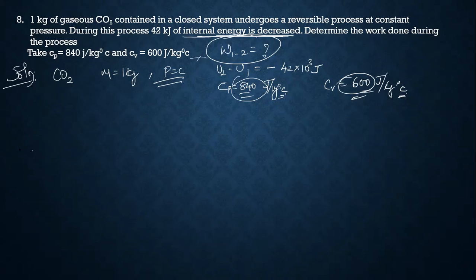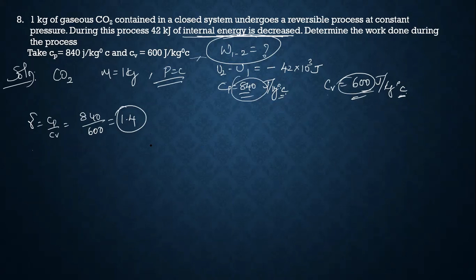Before calculating that, it is carbon dioxide. Let us find the gamma value. The gamma value is Cp by Cv. That is 840 divided by 600. That you will get 1.4. The gamma value is 1.4. Now the next task is W1 to 2.